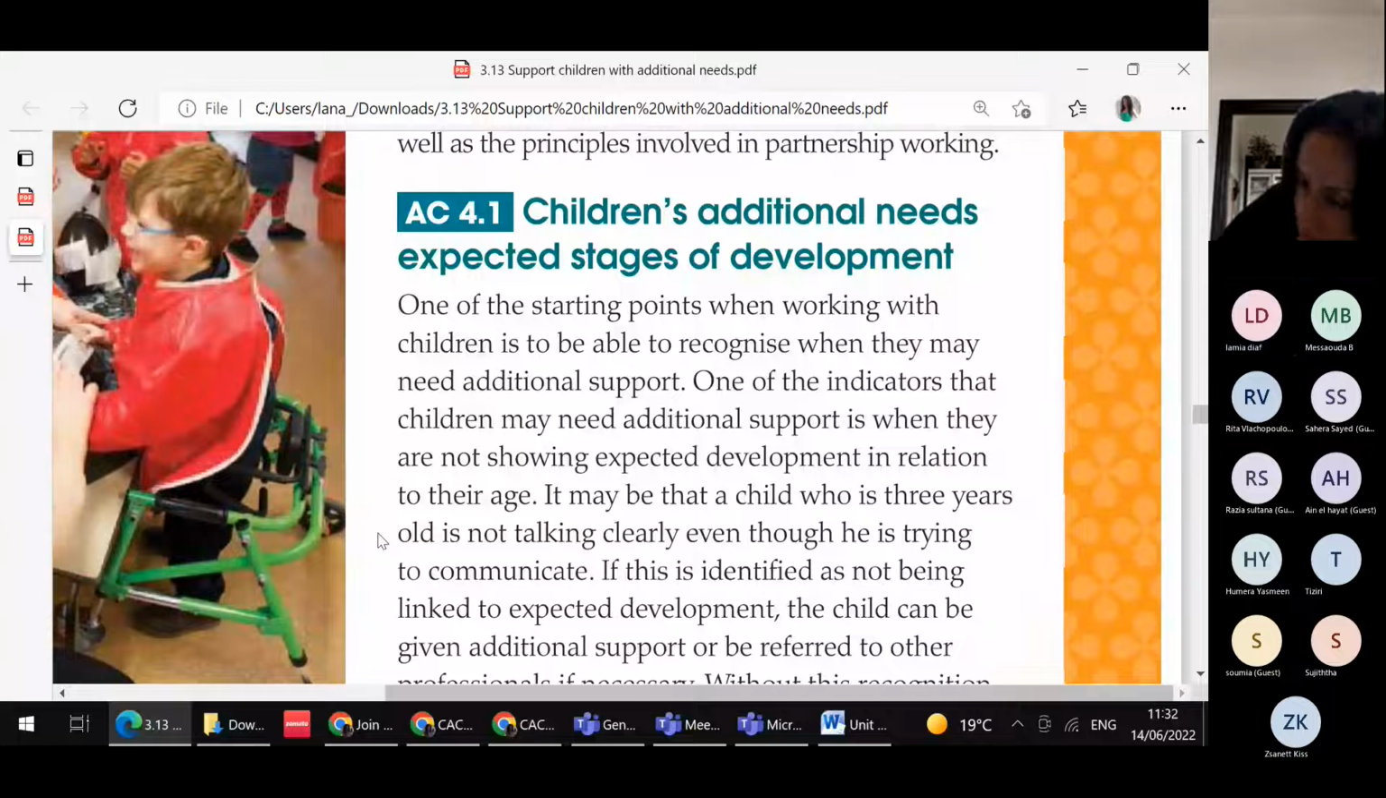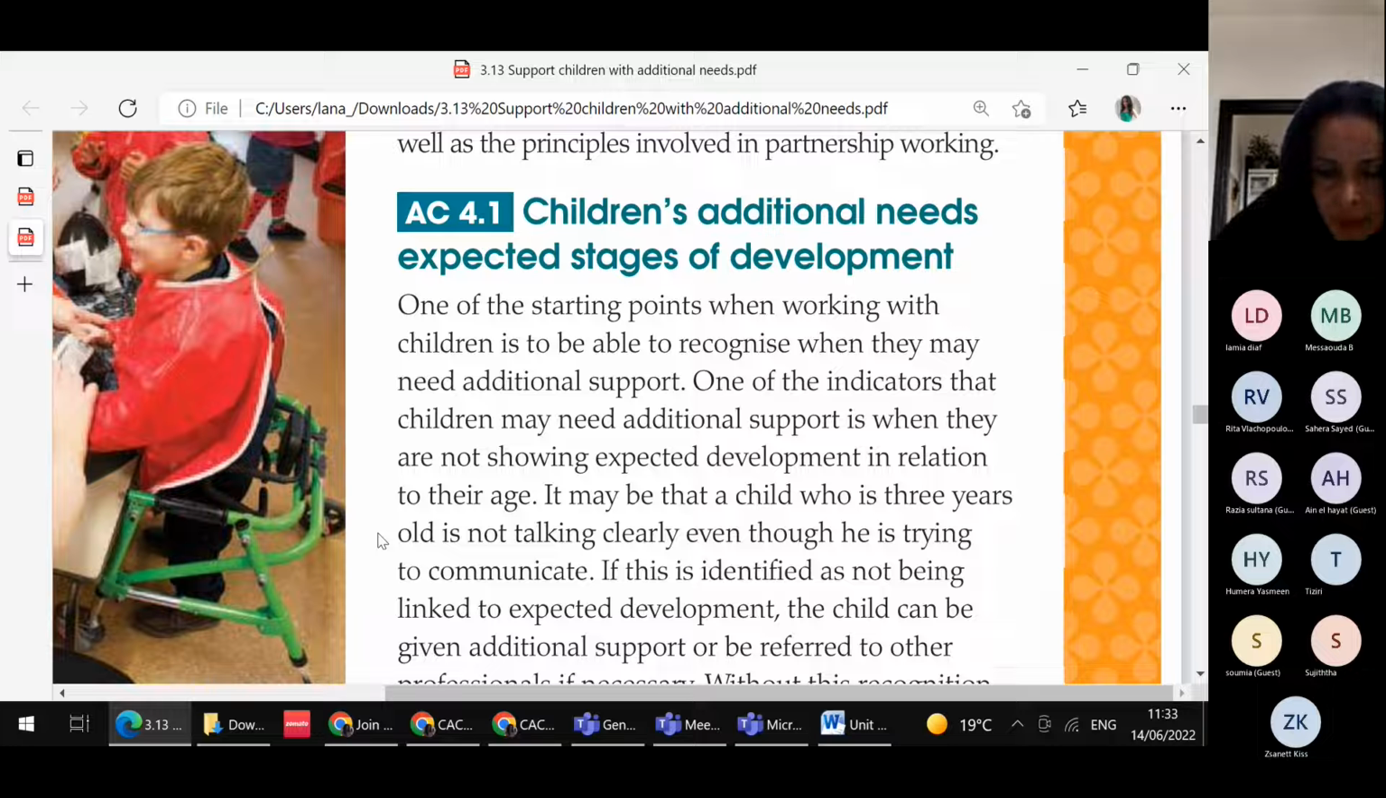Observe during the day, writing observations, videos. Very good, very good. So we need to observe the children. That's amazing, very good. So for us to check if they have any additional needs, we need to see if they show expected development, then we need to monitor them and compare them to the children in their age group.